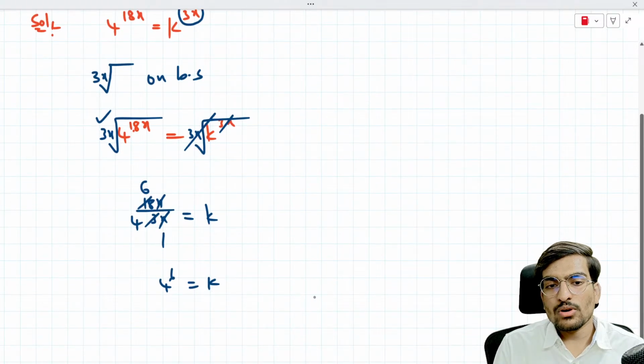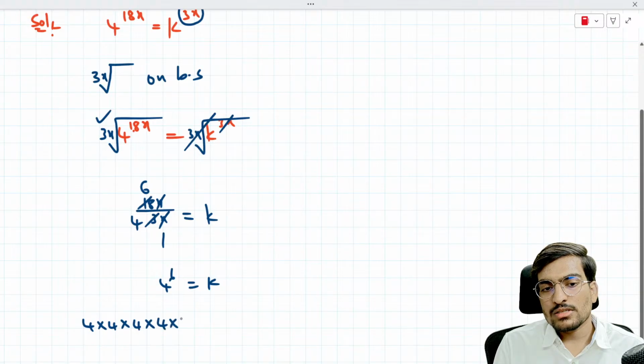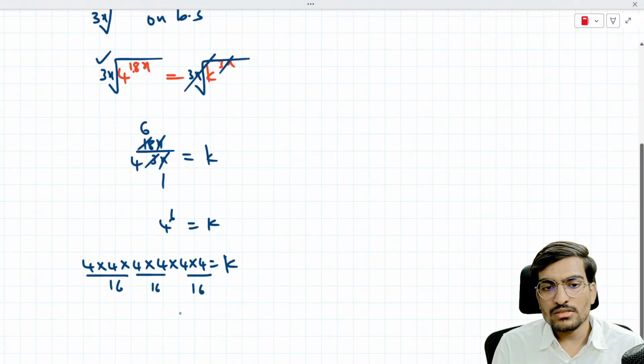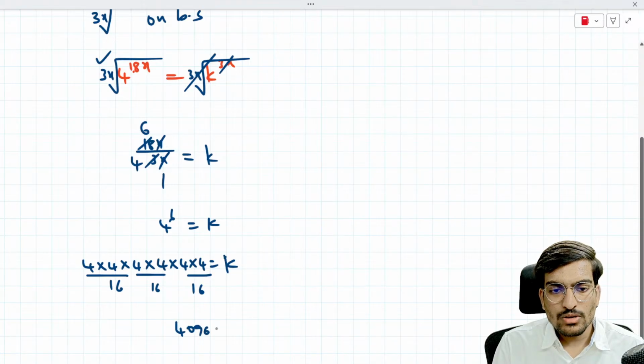So what is 4 raised to the power of 6? It means multiply 4 by itself 6 times. So this is 16, 16, 16. Just use your calculator. You're going to get 4096. Use your calculator to get this value.